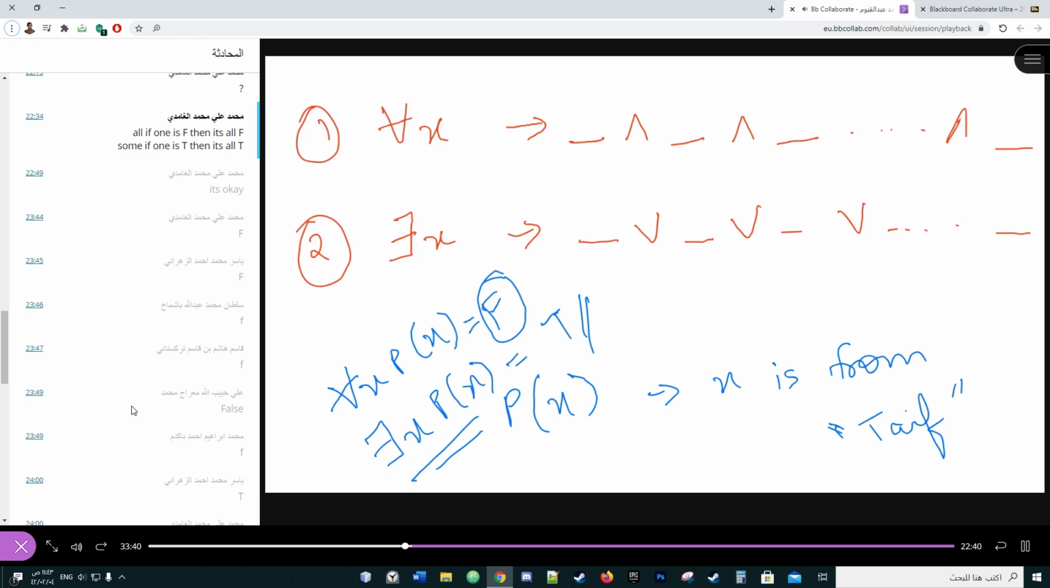All. If one is F, then it's all F. Yes, very good. For some, if one is true, then all is true. Very good. Yes, very simple. You have summarized it. Okay, so now when you look at the slides, everything becomes clear.